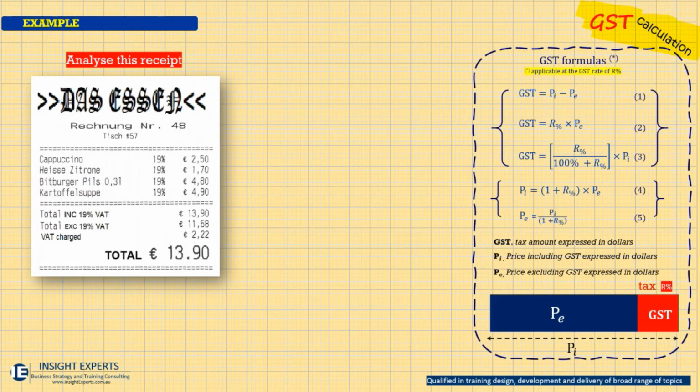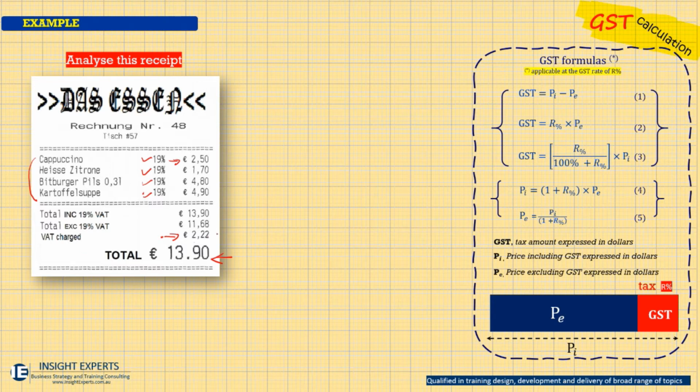Now let's look at this example of a receipt taken from a restaurant where the customer paid in total $13.90. They purchased four products. Each product is taxed at the same VAT rate, which is 19%. And the amount shown right across here is the amount paid for each item after tax. So in total they paid 13.90 euros, which includes the 2.22, which is the VAT amount charged on the total.